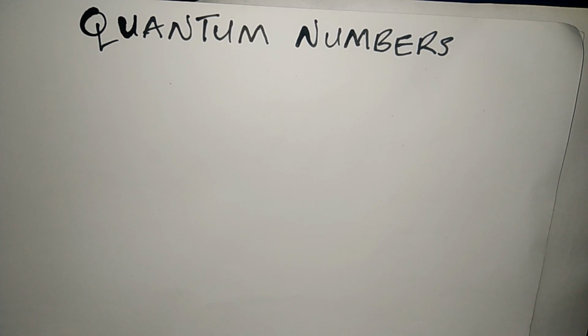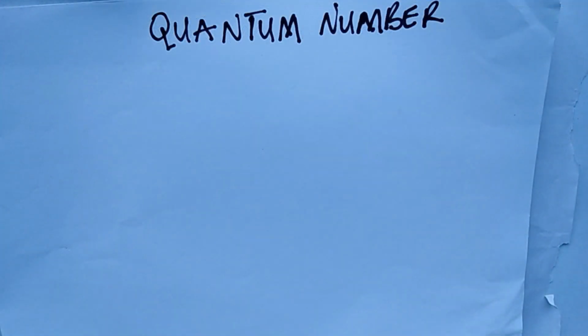Pauli Exclusion principle states that no two electrons in an atom can have the same set of quantum numbers, which helps us explain the organization of electrons in atomic orbitals. These quantum numbers give us the exact location of an electron in an atom. So we'll be going over these quantum numbers one after the other.